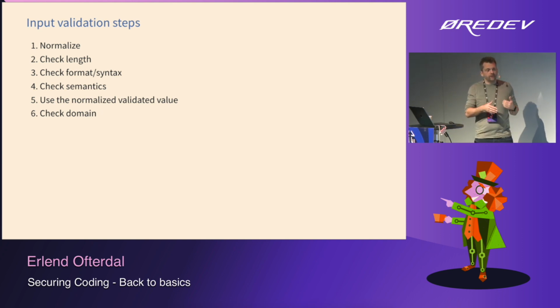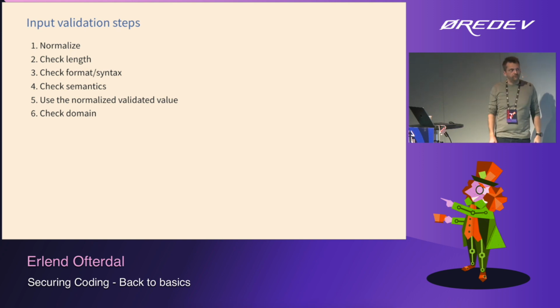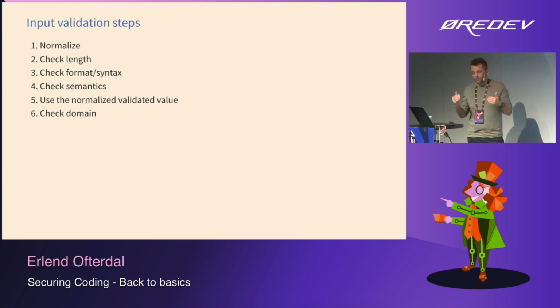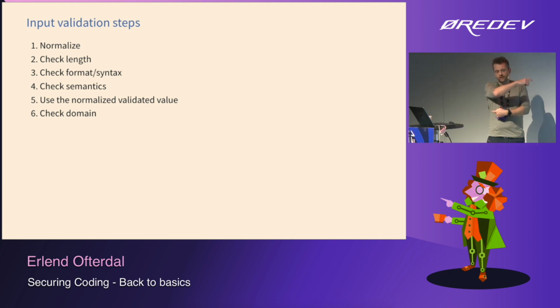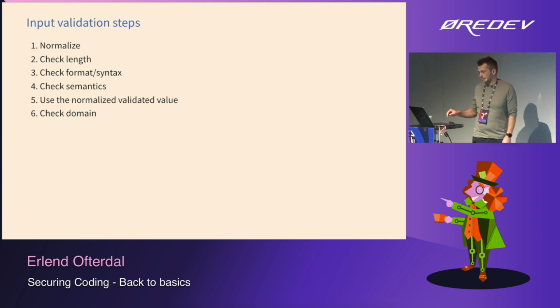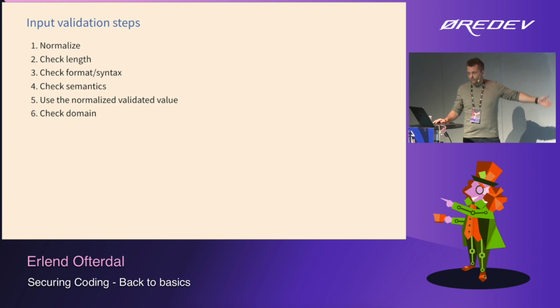Because a lot of bugs have to do with large inputs creating some kind of havoc. So we check the length first, and then we go to the next steps. We check the format, we check the semantics, and then we use the actual normalized value. We don't use the original value, because now things might have changed. We might have validated something, and we're using something else, which can quickly become a problem. And then later, we check the domain, if we can, if it's needed.